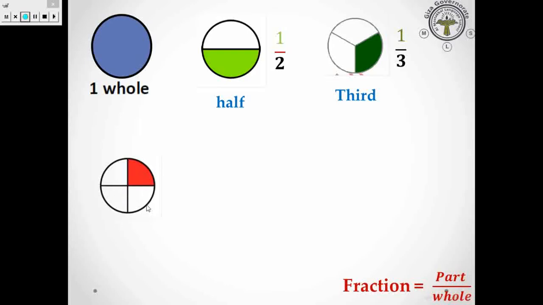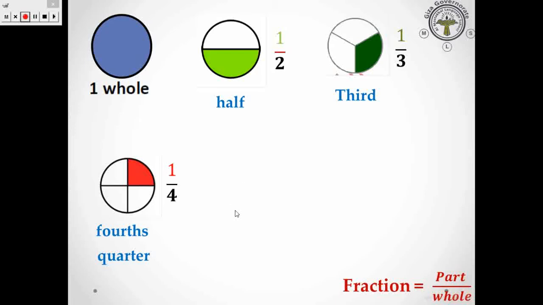Look at this circle. What is the fraction of shaded parts? How many shaded parts? 1. Right, 1 on top. How many total parts? 1, 2, 3, 4. Write shaded parts on top and total parts on the bottom. So it's called fourths or quarter. Repeat after me, fourths or quarter. 1 over 4 is called fourths.